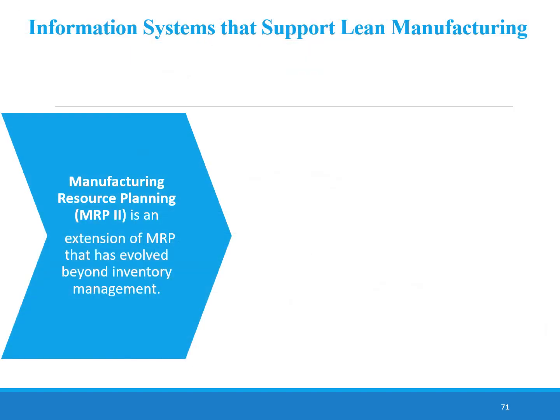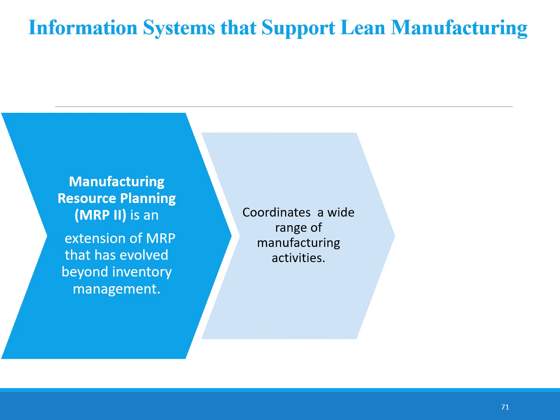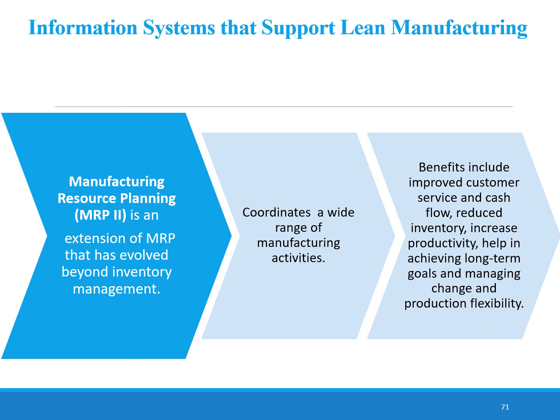Okay, so the manufacturing resources planning. Manufacturing resources planning is the MRP version 2, which is an extension of the MRP that has evolved beyond inventory management. So it coordinates a wide range of manufacturing activities compared to the MRP. MRP1 is focusing only on the inventory, whereby MRP2 coordinates a wide range of manufacturing activities. The benefits include improving customer service and cash flow, reducing the inventory, increasing the productivity, helping in achieving long-term goals, and managing change and production flexibility.